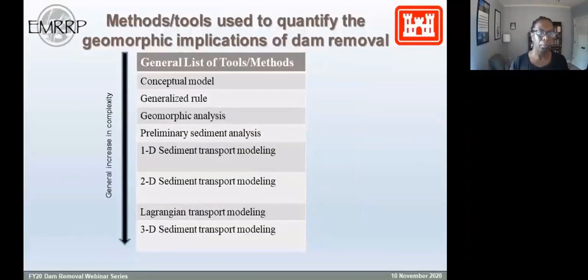So now we'll go through some categories of methods and tools used to quantify the geomorphic implications of dam removal. And you can see that this is levels of complexity from top to bottom. So first we have the conceptual models and general rules and geomorphic analysis, which I think of as common sense approaches. And then as your level of need and detail of information increases, then you might need to go further down to 1D, 2D, Lagrangian transport, and 3D sediment transport.